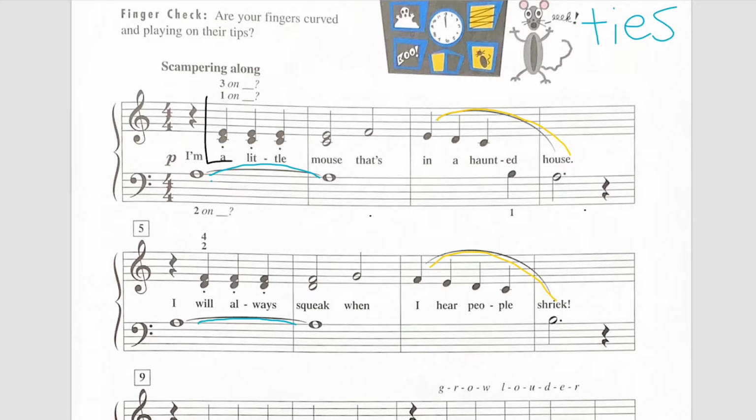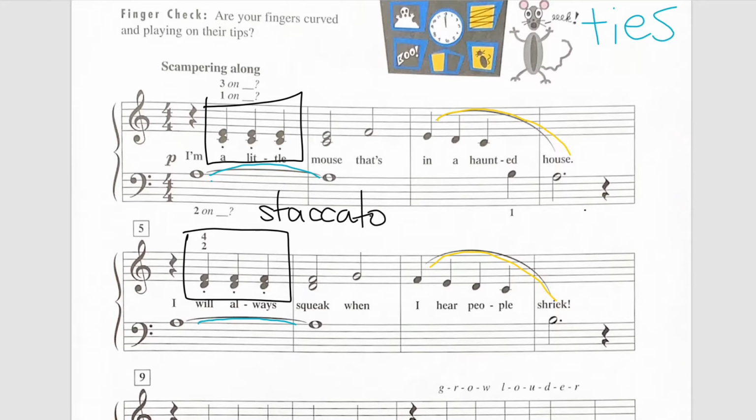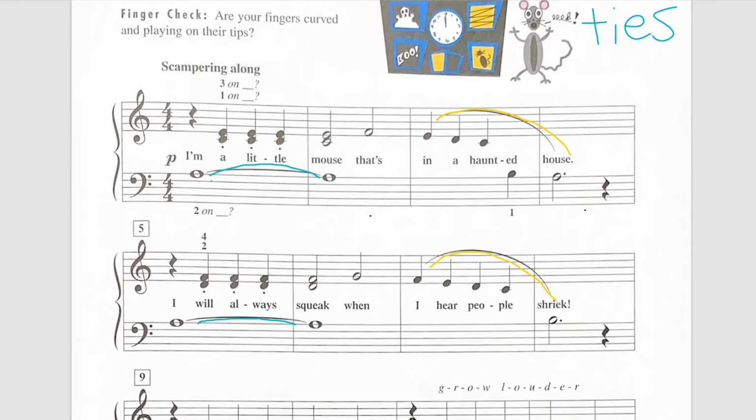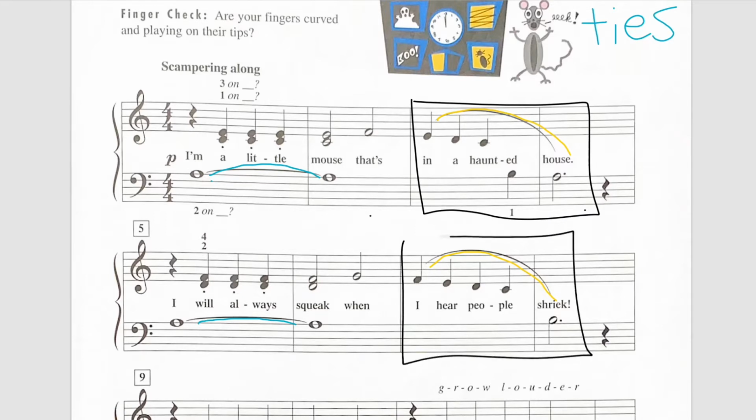Let's look at one more thing. If you look at the first measure of each of these 2 lines in the right-hand part, all of the notes have a dot below them. Remember, a dot that's below means to play staccato. These notes will be short and crisp, while the notes at the end of each line will be the opposite. They will be legato, smooth and connected. We know that because of the slur that combines all of the notes.